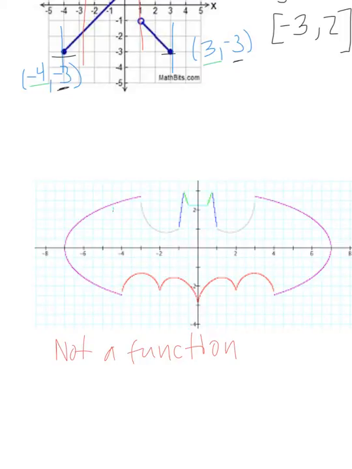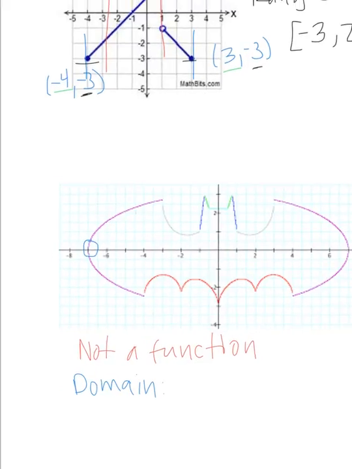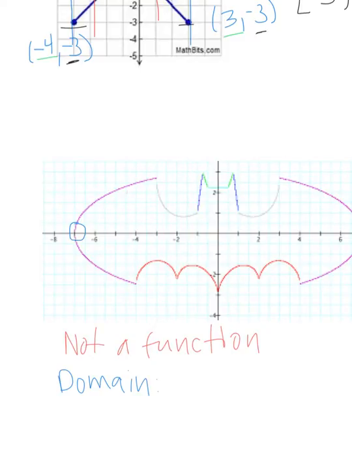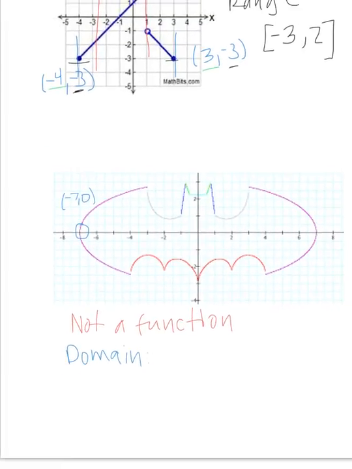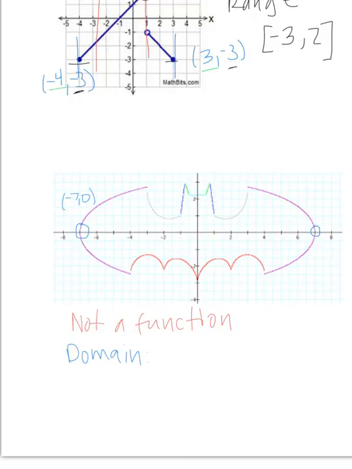All right, we can determine domain and range. So the leftmost point of the Batman relation is right there. And to me that looks like the point (-7, 0). And the rightmost point is right there, and that looks like the point (7, 0). So our domain goes from -7 to 7, and it includes both those values.